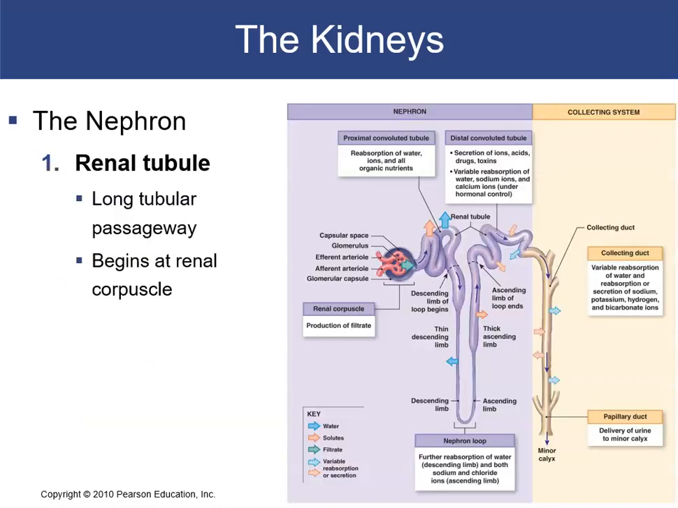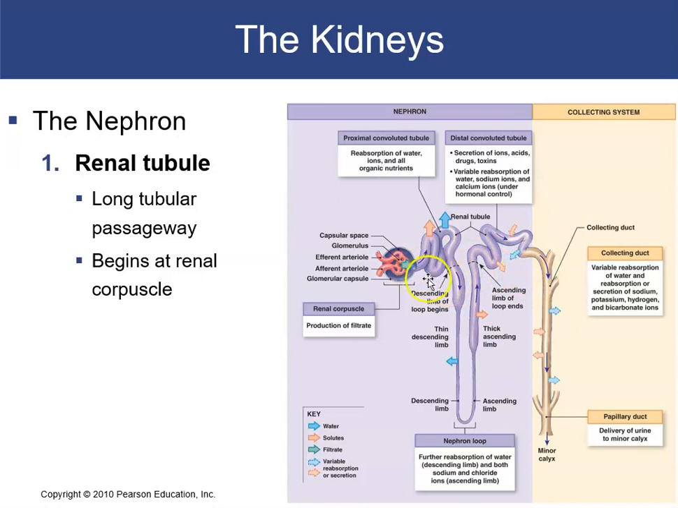We'll look at the basic structure of the nephron, and then we'll look at the function of each of these different parts. First, the main component of the nephron is the renal tubule. This is the long tubular passageway, and it begins with this structure here, known as the renal corpuscle. Everything beyond that is the renal tubule.